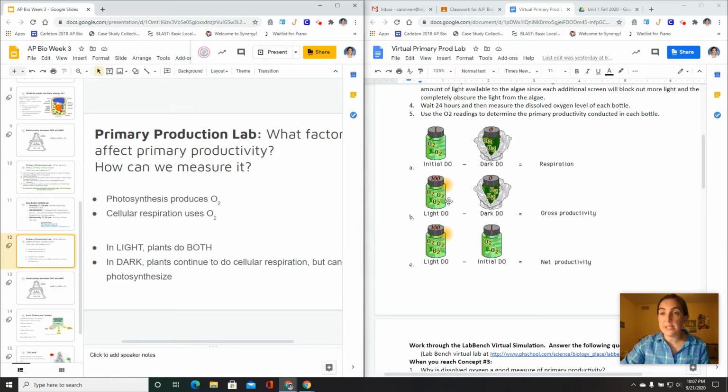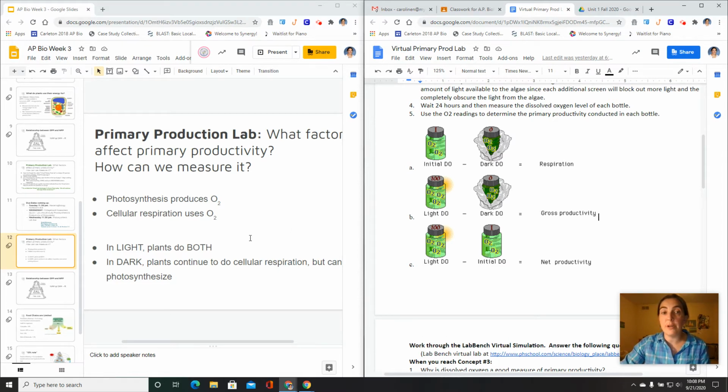If you can picture this kind of like a mathematical formula, the light dissolved oxygen is the result of photosynthesis plus cellular respiration. The dissolved oxygen that you measure in the dark bottle is only the result of cellular respiration. So really what this equation is doing is taking photosynthesis plus respiration minus respiration. That means the only thing we have left is photosynthesis.